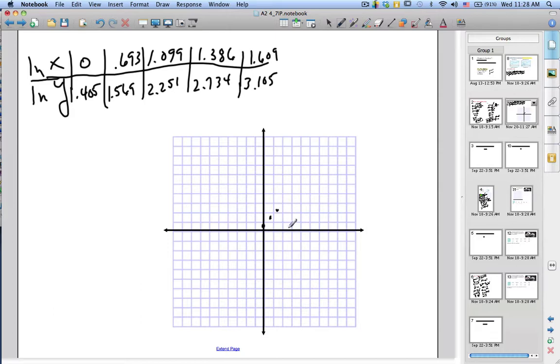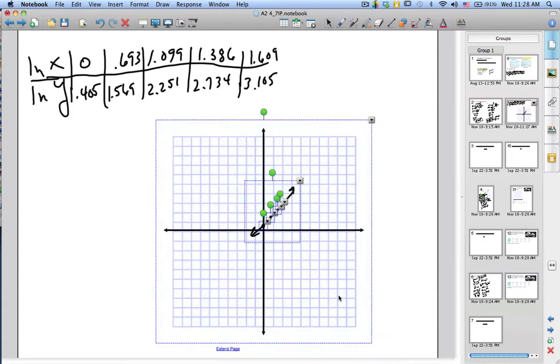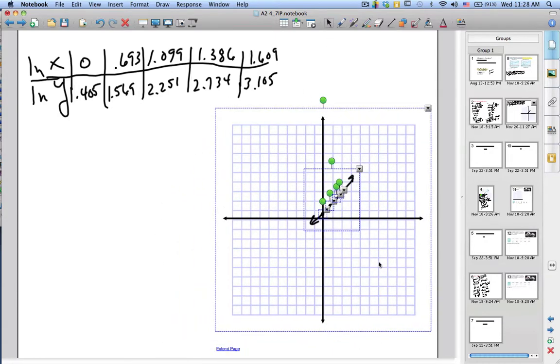So at 1.3, a little less than 1.5, I'm going to be at 2.734, so that's right about up here. And at 1.609, I'd be at 3.01. It looks like we're pretty much following a linear pattern. So what that means then is I'm going to go ahead and take this now, and I'm going to work with this as though it were a linear pattern.